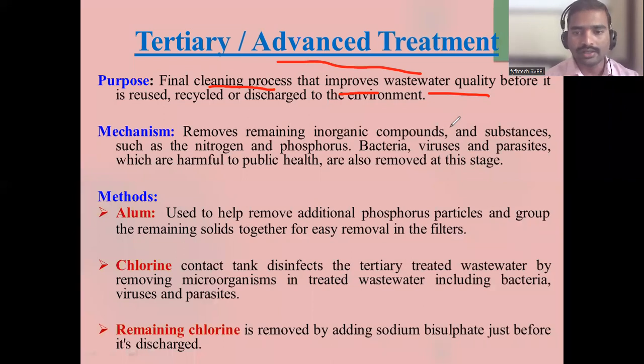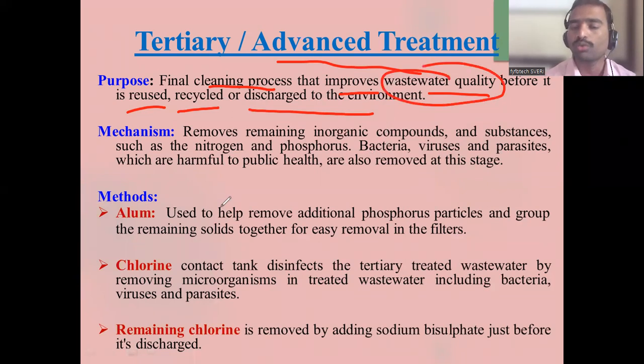Whatever the quality of the wastewater is, it may not be up to the required level. The pH may not be correct, the DO may not be correct, the concentration may not be correct. We have to correct the concentration. That is done here. It is the final cleaning process that improves the wastewater quality before it is reused, recycled, or discharged to the environment. Before discharging into the environment or reusing, we have to improve its quality.